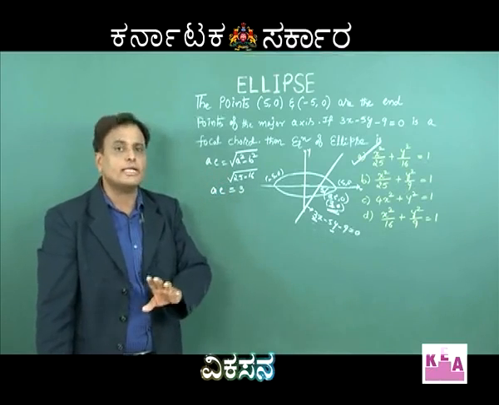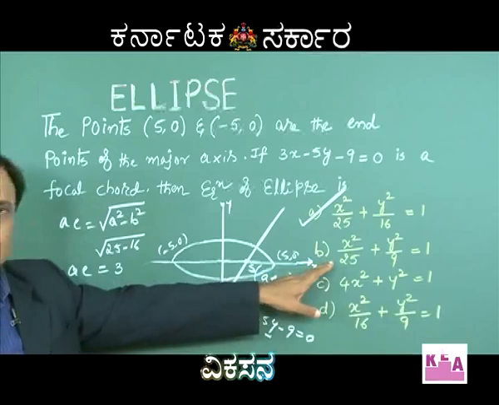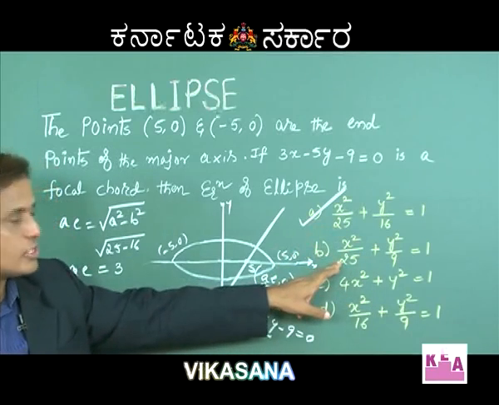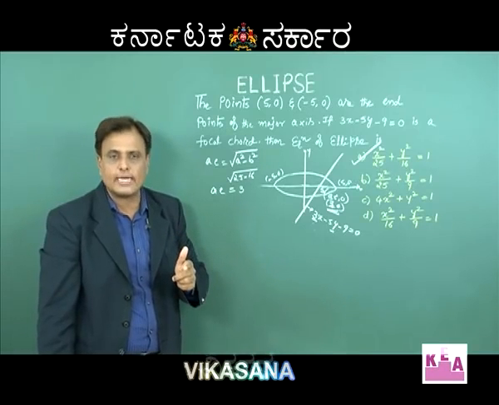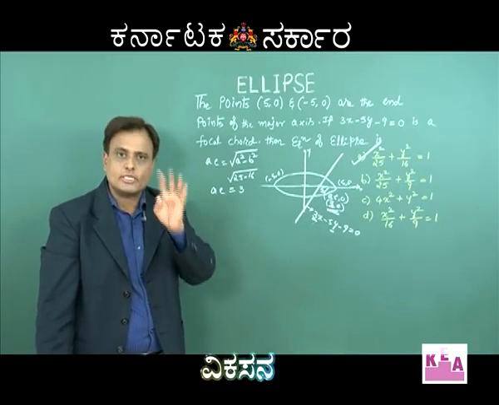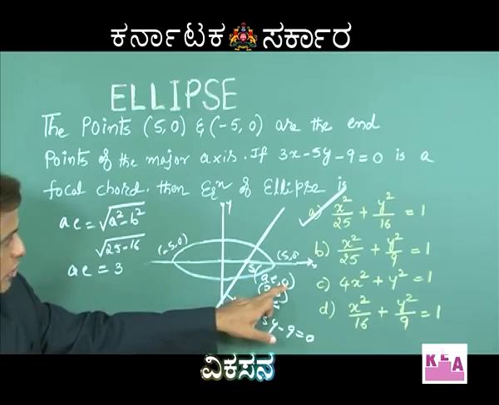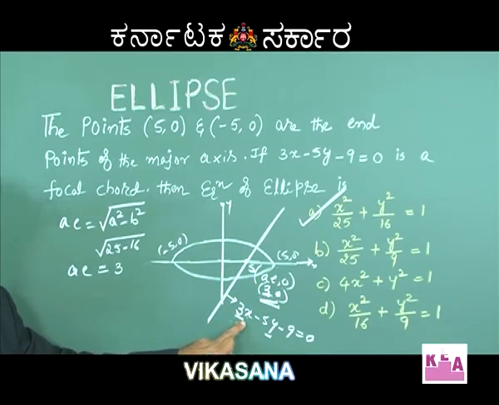I will tell you, you can try it. For the second option, A square minus B square is how much? A square is 25, B square is 9, 25 minus 9 is 16, root of 16 is 4. That means this point will become (4, 0). Substitute it: 3 4s are 12, minus 9 is not equal to 0.